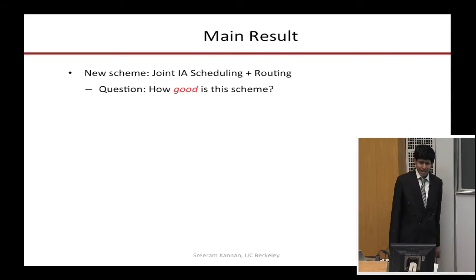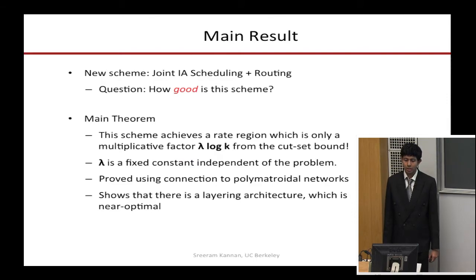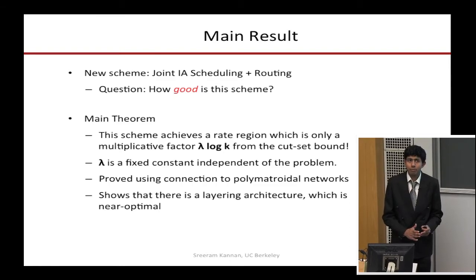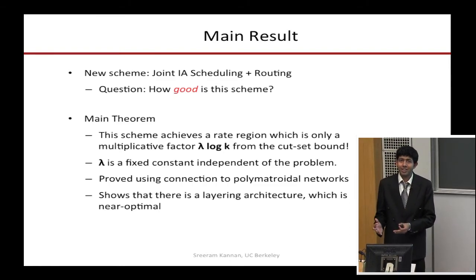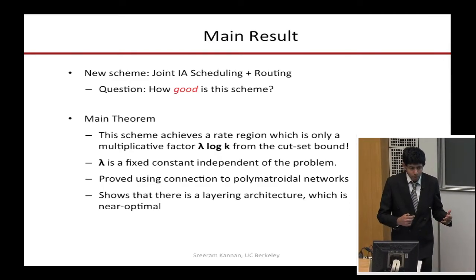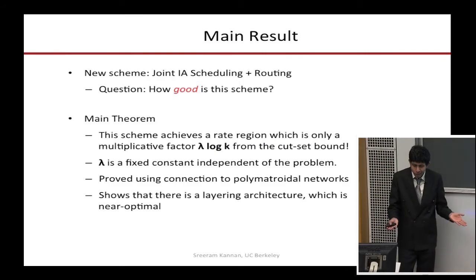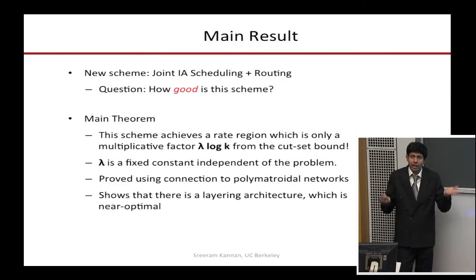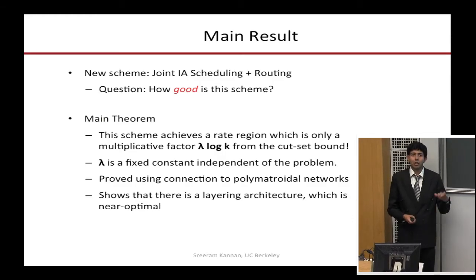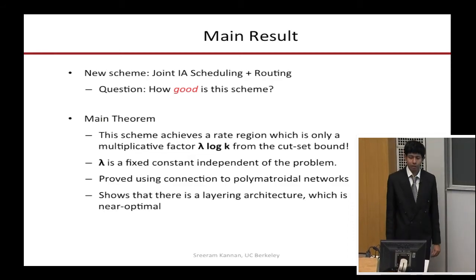So the natural question is, this joint interference alignment, scheduling and routing, how good is this scheme? Our main result says that the rates achieved by this scheme are within a log k factor, rather than a factor k, from the information theoretic bounds. So when you're provisioning a network with k users, you have to scale the network resources as order k. So when you're scaling the network resources as order k, taking a hit of a factor log k is a very small factor. So this is our main result in network information theory.